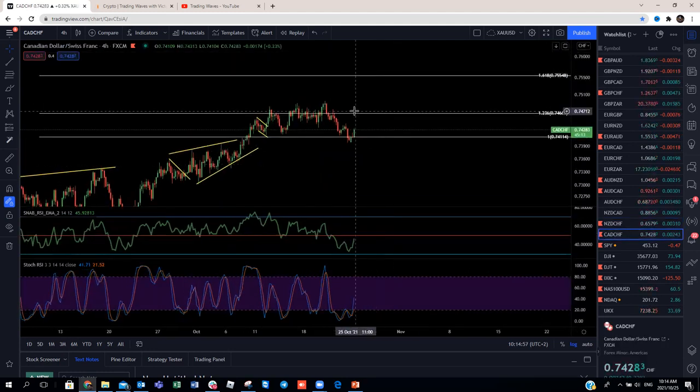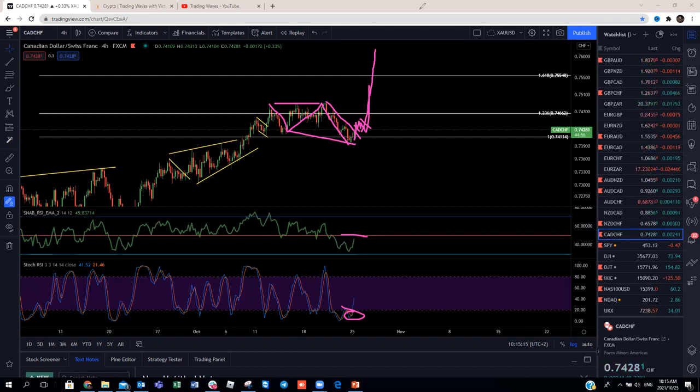CAD Chief made a pullback. Can we look at this as a whole expanding flat? Makes a lot of sense like that. This breaking above here, the candle closing above here means we're going to see more upside. Slightly below 50, but we're very close and we've reset it here. So it won't be surprising to see CAD Chief continue to the upside like that.